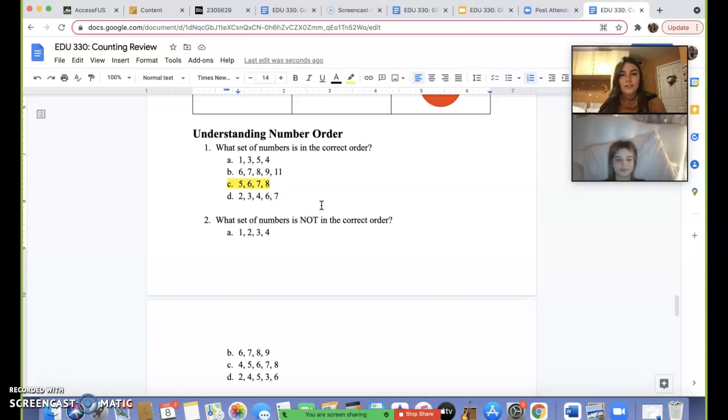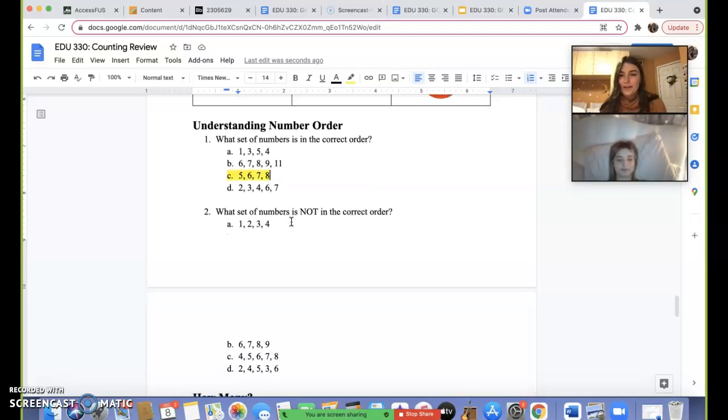So why are the other ones not correct? Well, for A, it goes 1, 3, 5, 4, and after 1, it should be 2, not 3. And then what else? Oh yeah, and the 5 and 4 at the end should be switched, right? Good job. And how about for B? The first 4 are right, but after 9 should be 10 and not 11. Good. And then how about D? After 4, it should be 5, not 6. Good job. Yep, you're right.